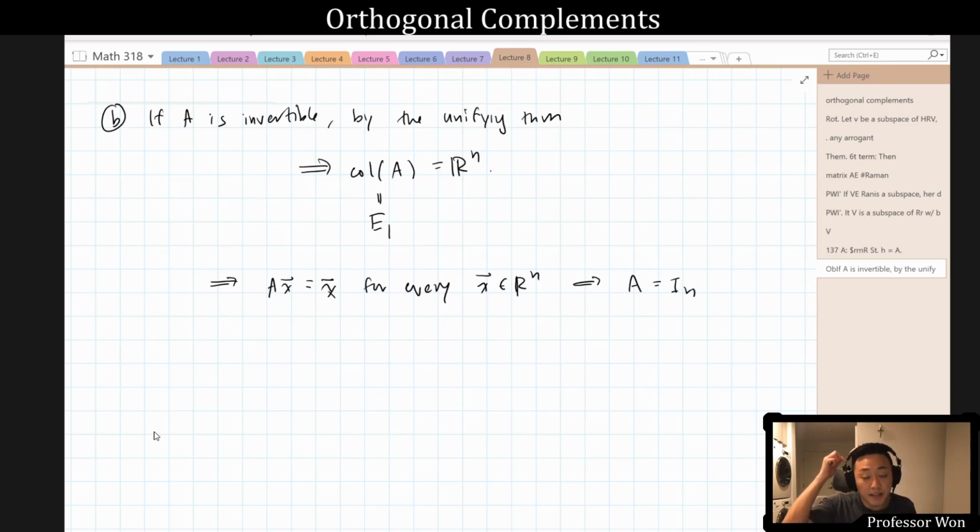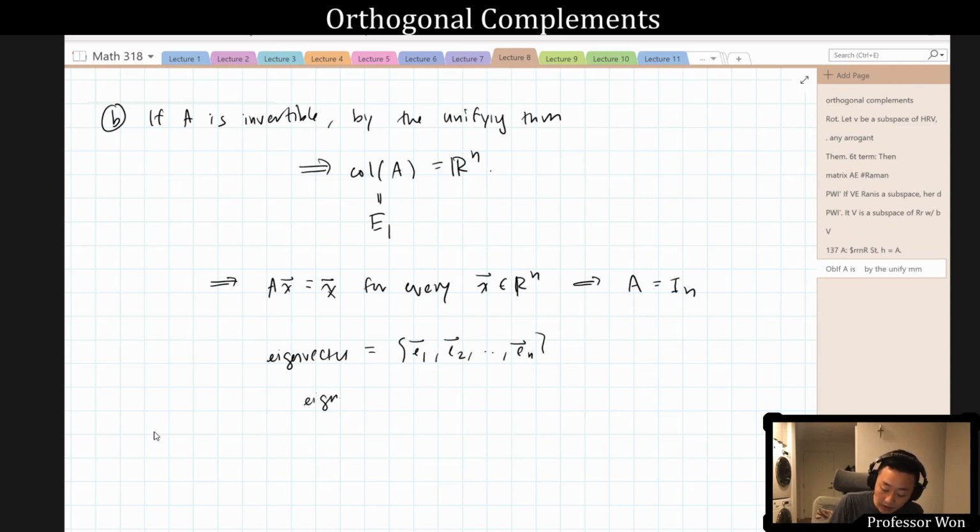Another way to see this is because this means that A is definitely diagonalizable because it has n linearly independent eigenvectors. What are the n linearly independent eigenvectors? You can just take the standard basis, right? So the eigenvectors, or a basis of the eigenspace, is just E1, E2, up through En, and the eigenvalues are all 1, 1, 1, 1, 1. So if you were to write down the diagonalization of this matrix, it's just the identity matrix 3 times is the whole point.